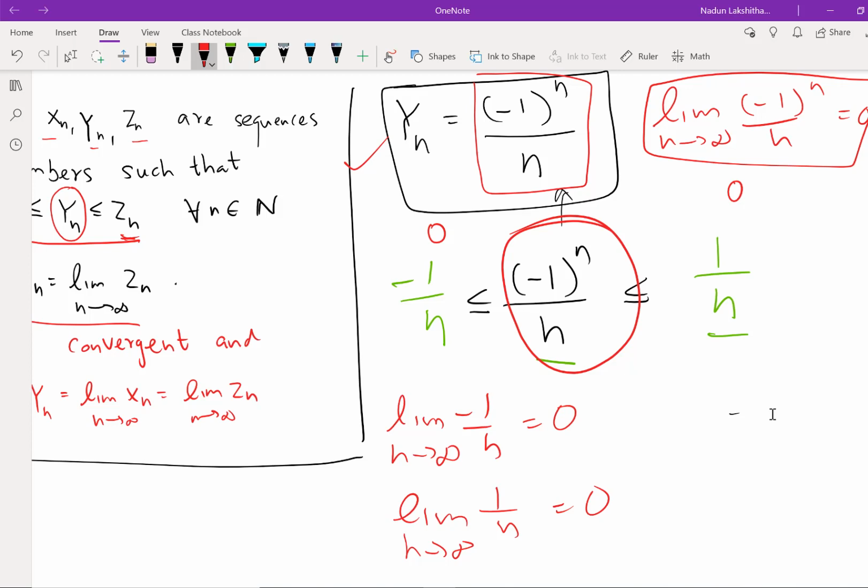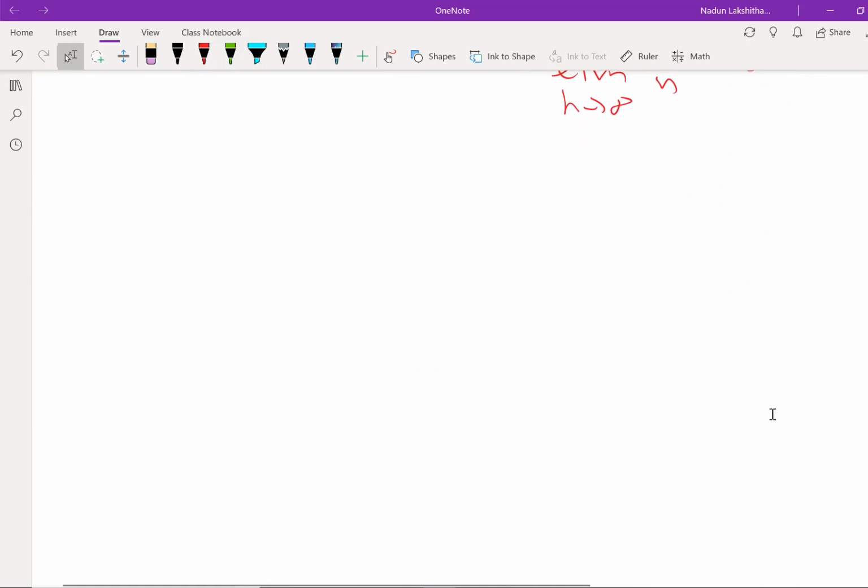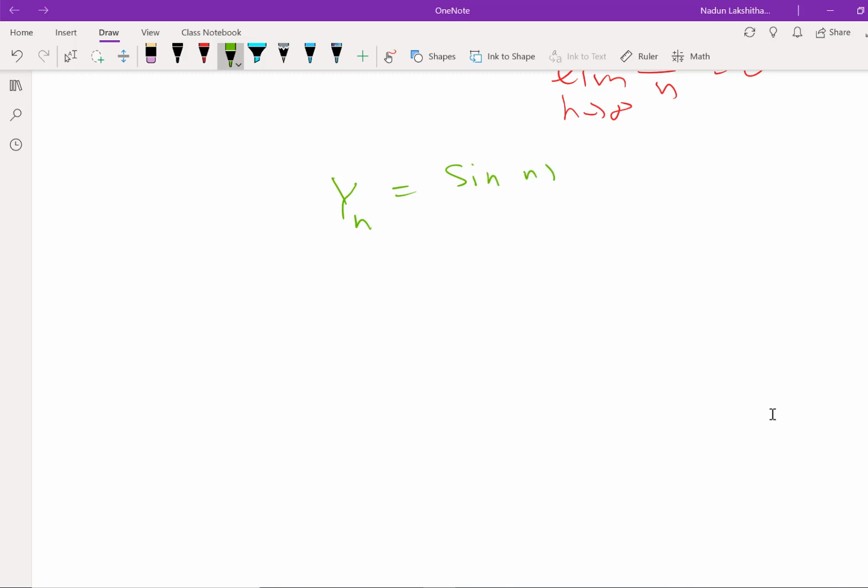if it is super complicated to find the limit directly, it's best to find two boundary sequences, and using their limits, we find the limit of the given sequence. Okay, all right. So let's visualize this. To visualize this, let me give you an example sequence, a little bit complicated one: sine n over n.